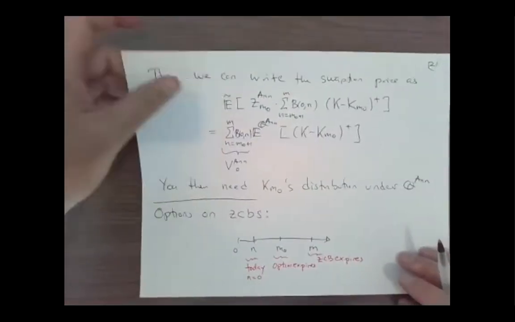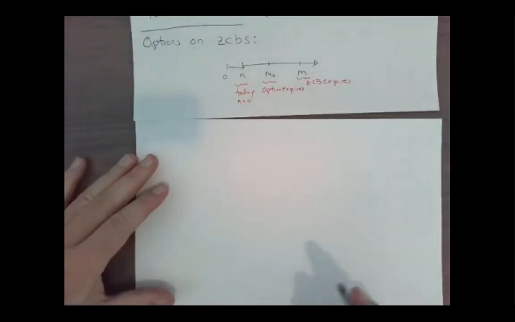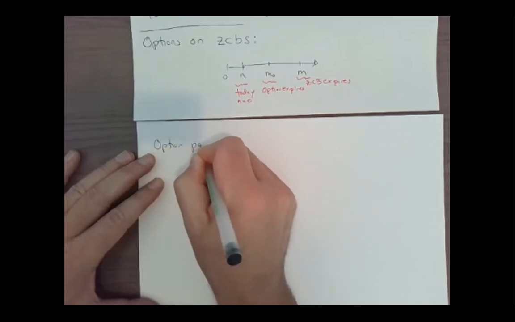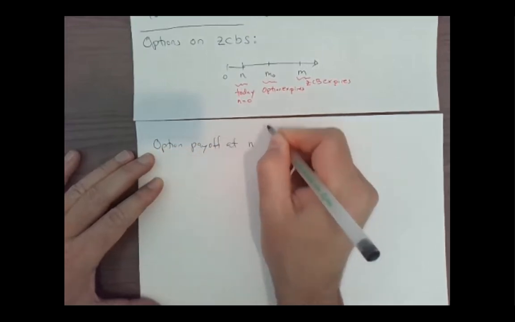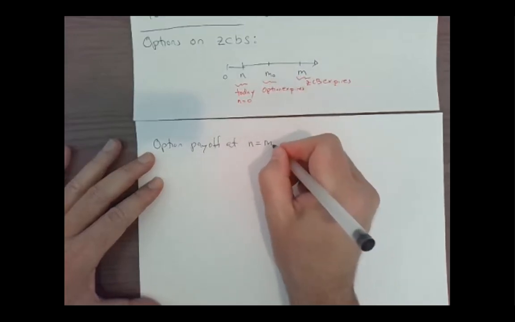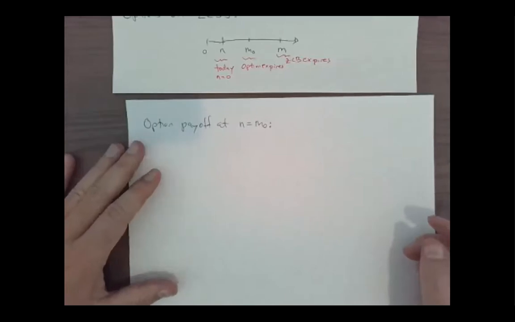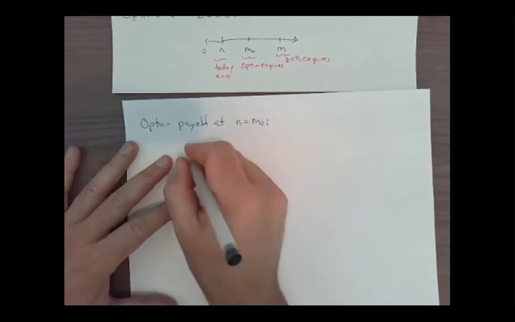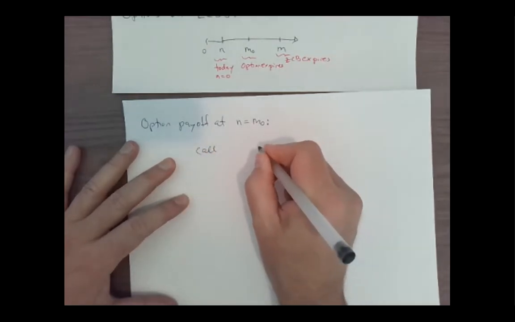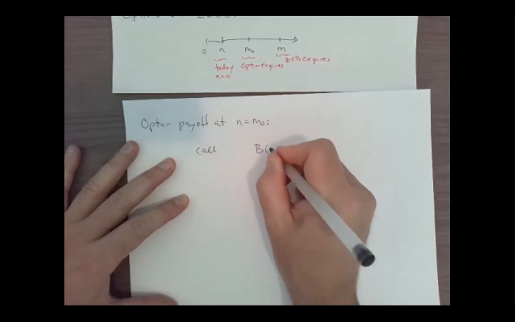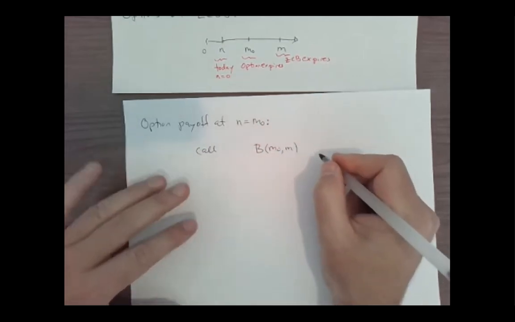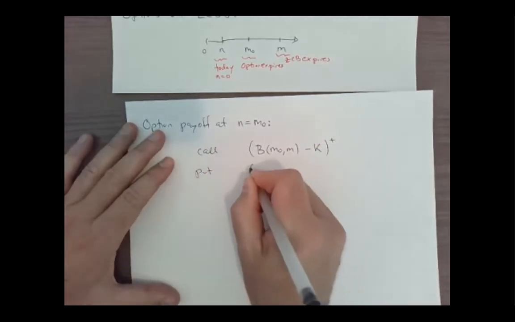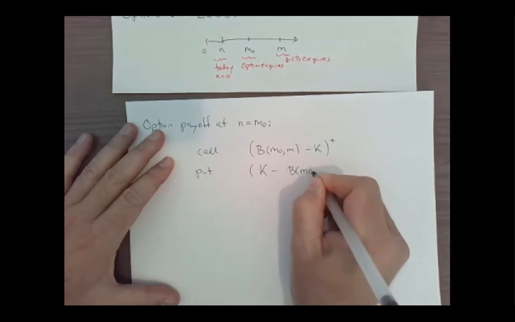So we have an option on a zero coupon bond. We want to price it. So we're going to be looking at the option payoff. This is at time M0. What does the option look like? It can either be a put or a call, maybe we should look at a call. It would be B_M0^M minus a strike. It could be a put. Then it's K minus B_M0^M.